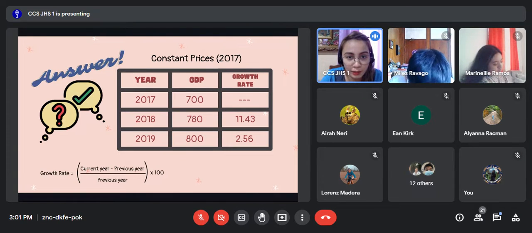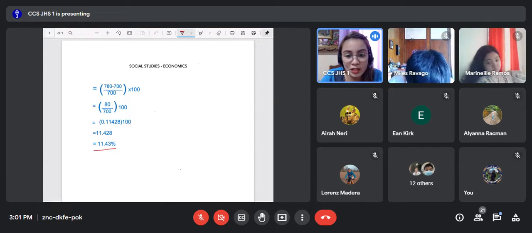Let's go through this step by step. If you are using a scientific calculator, it would be easier for you to solve right away, with the use of parentheses. But if you don't have a scientific calculator, then let's go over the formula one by one. So we have here 780, which is for the current year, 2018. And then 700 is the data for 2017. Since our formula is current minus previous divided by previous, we have here 780 minus 700 over 700.